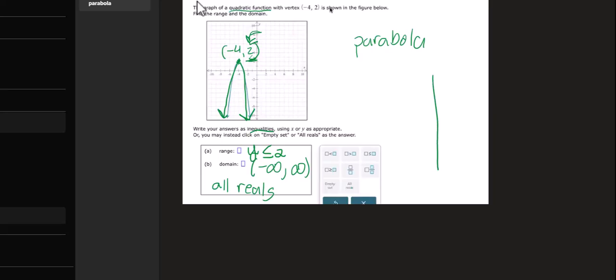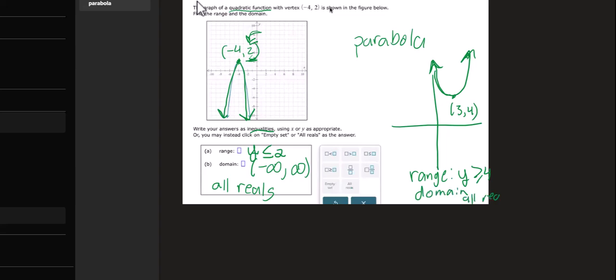So if I had a parabola that was like this, and I had the vertex 3, 4, the range would be y is greater than or equal to 4 because it's going up, and the domain is all reals.